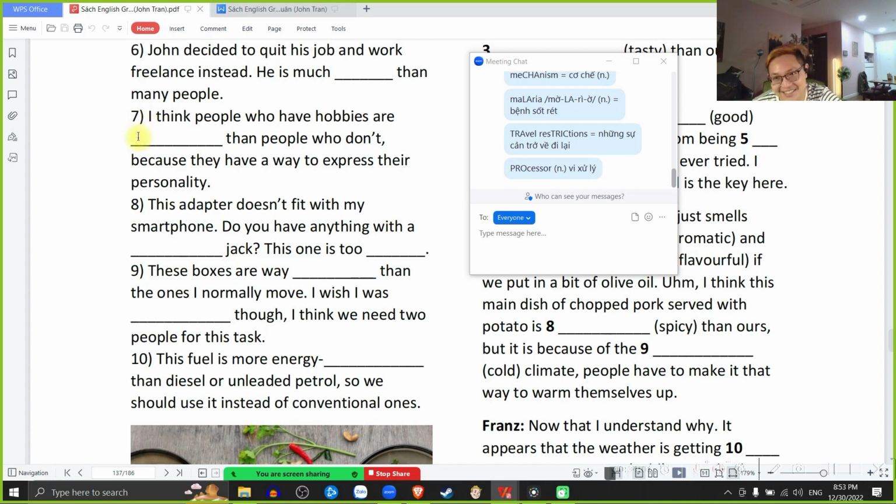I think people who have hobbies are happier than people who don't, because they have a way to express their personality. Tôi nghĩ những người mà có những sở thích thì hạnh phúc hơn so với những người không có, bởi vì họ có một cách để biểu đạt tính cách của họ, to express their personality.